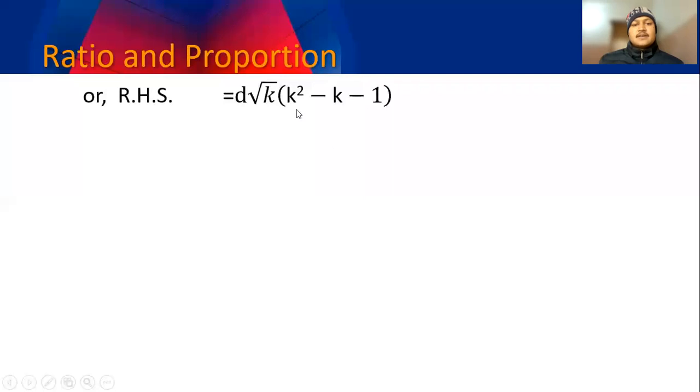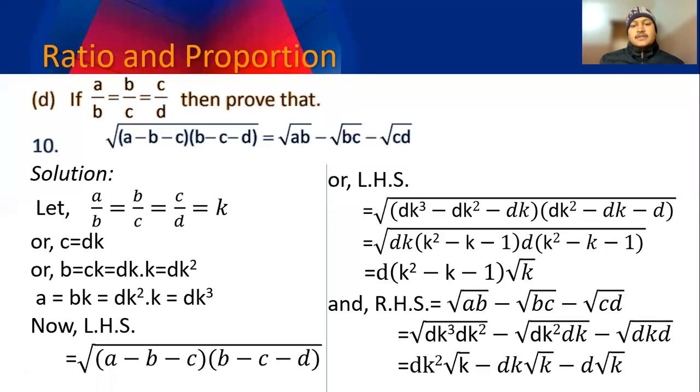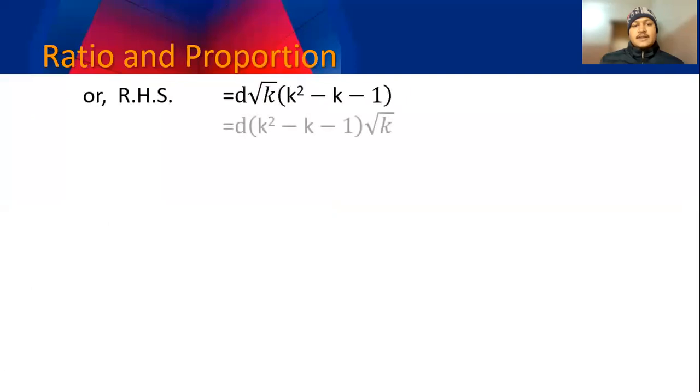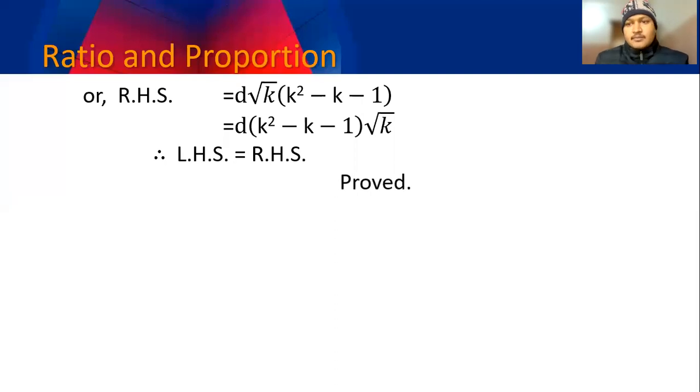The same thing I've written here: d root k is common, k square minus k minus 1. So to make it like the left hand side, in the left hand side root k is at the last. Only we have to arrange it, so root k is written at last. Now we get the left hand side as well as the right hand side. Both are equal to each other.